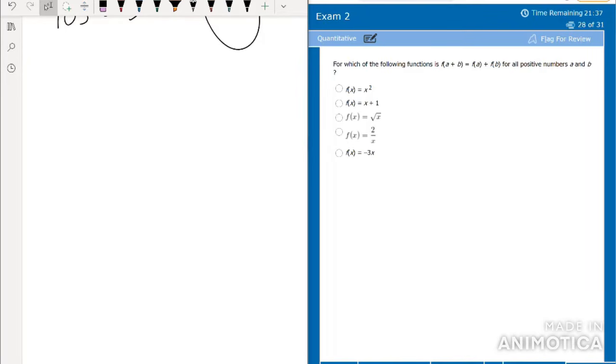Okay, this is just that we need it to be a linear function, so not x squared. x plus 1 isn't linear, root x isn't linear, 2 over x, there we go. That's linear.